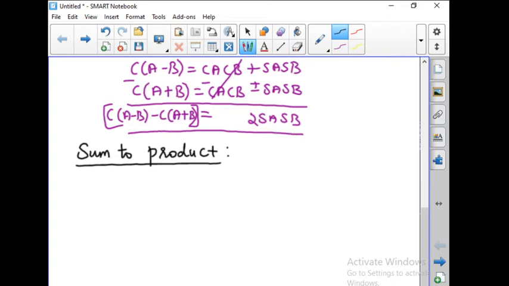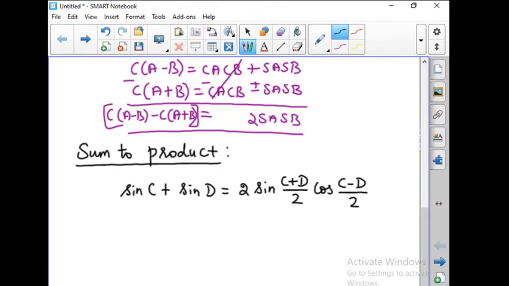So the first formula is sin C plus sin D is equal to 2 sin (C plus D)/2 cos (C minus D)/2. The explanation is given in your book. You can go through the explanation.